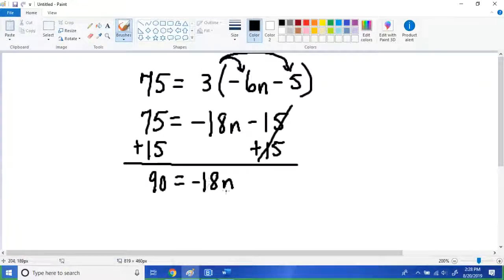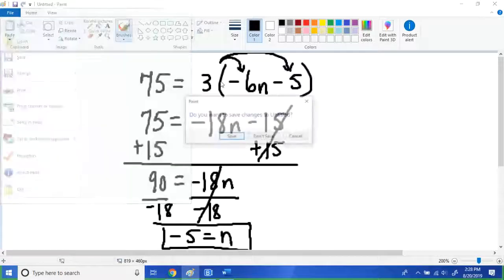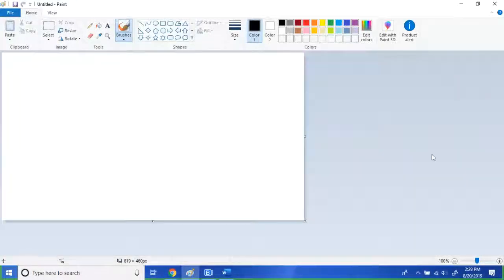A number sitting right beside a variable is considered multiplication, so we're going to do an opposite operation of division on both sides. 90 divided by a negative 18 is going to be a negative 5. The 18s are going to cancel, it's going to be n. And that is it for the practice problems.